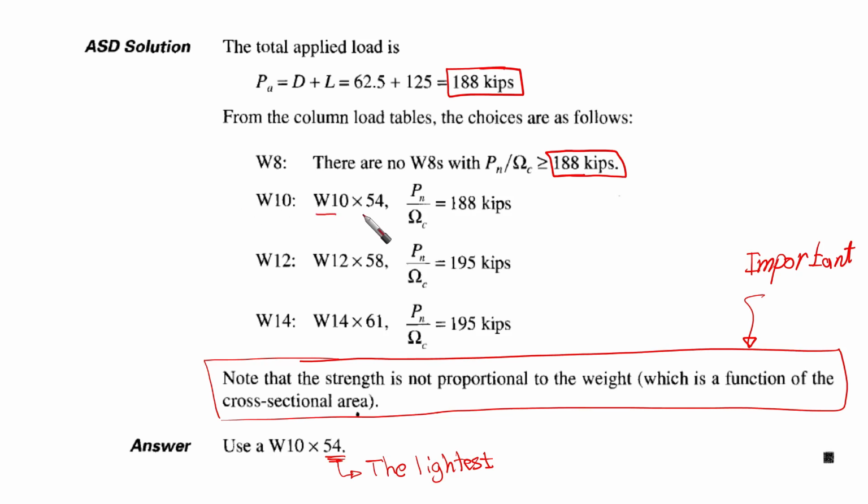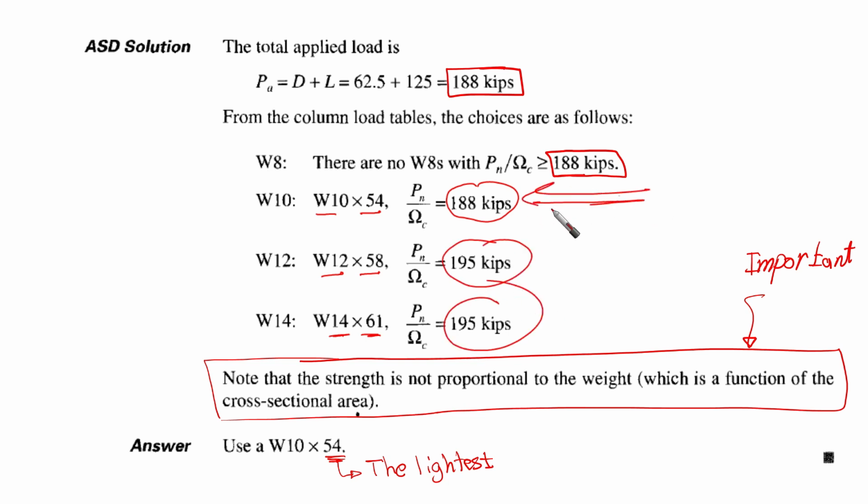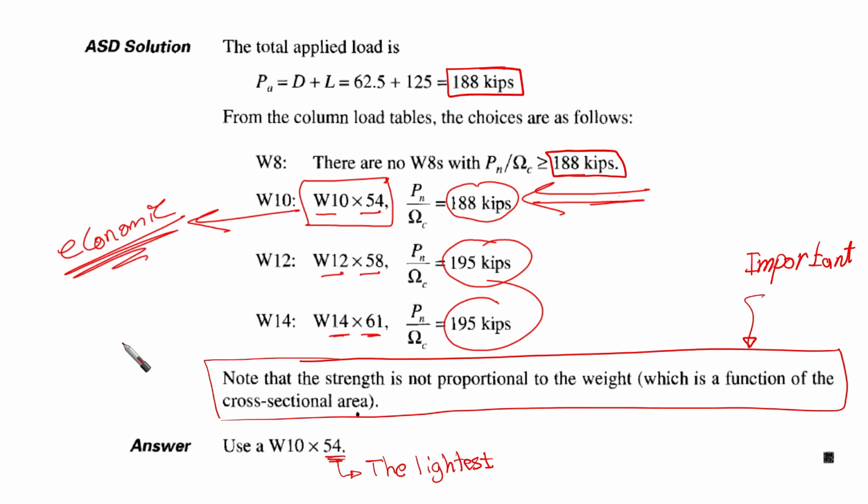Okay, so now let's record what we have done for the ASD. This is W10 by 54, W12 by 58, W14 by 61. It is similar to the LRFD, and the provided strengths for each one are going to find still this cross section, which is W10 by 54. It is the most economic one, and we are going to use it. As we said, this is the lightest cross section that we should use.